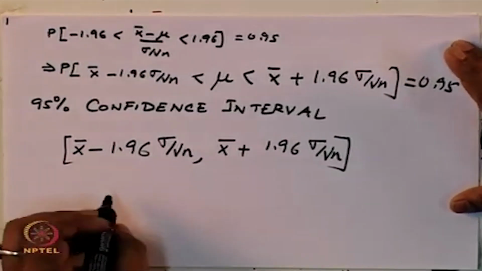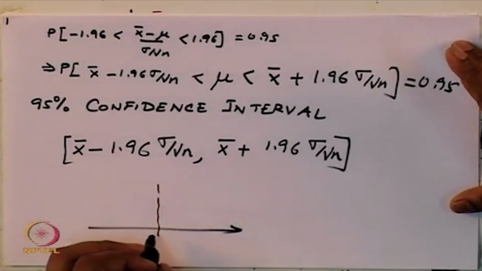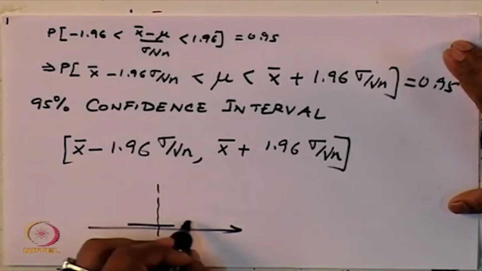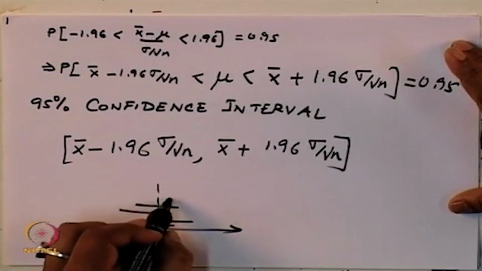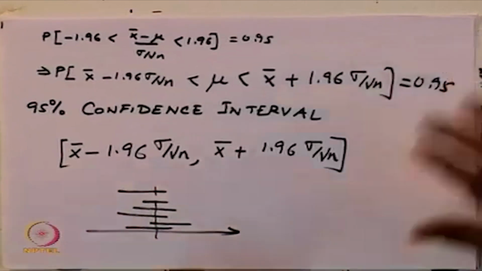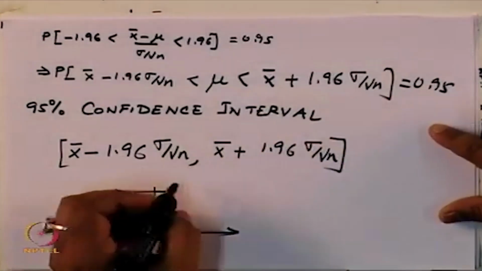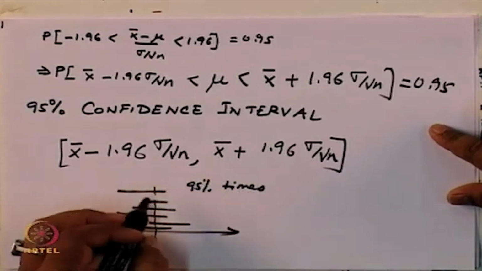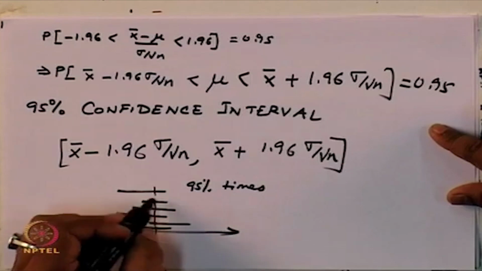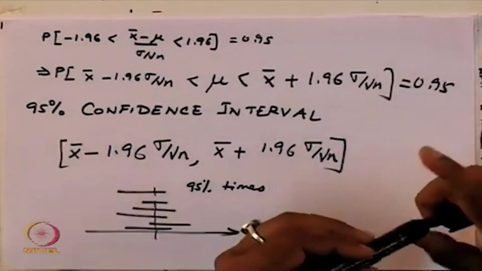As we discussed in the last class, if this is your true population mean, and you do this sampling repeatedly, then the bulk of the times your population mean will lie within your range. So 95% of the times, this interval will contain your mean. That is what the 95% confidence interval means.